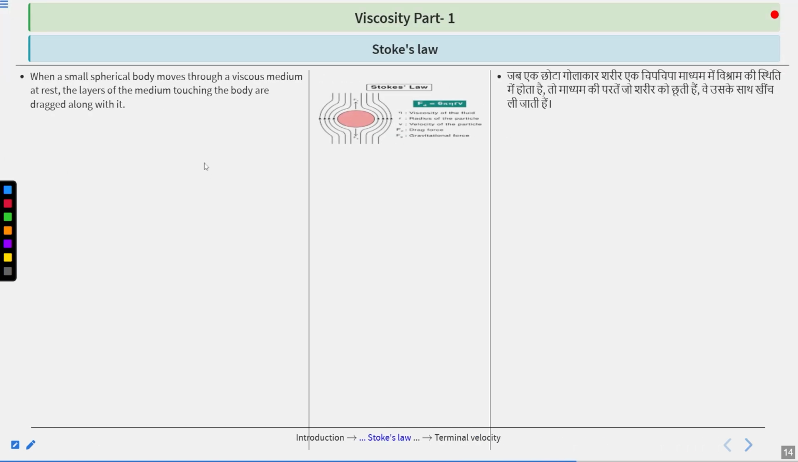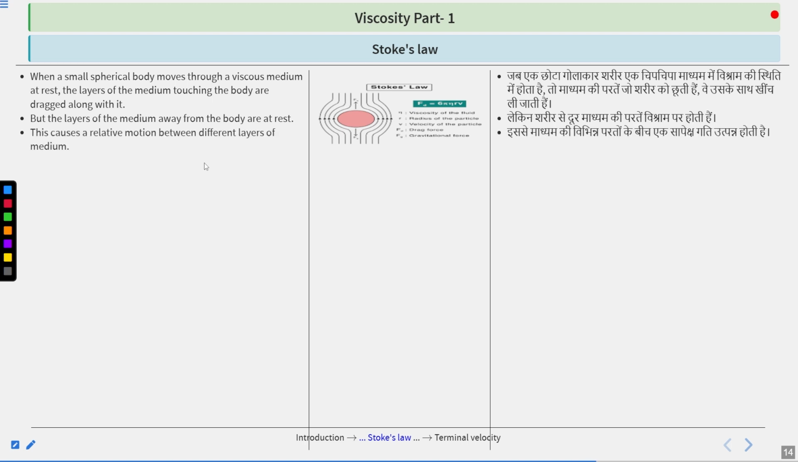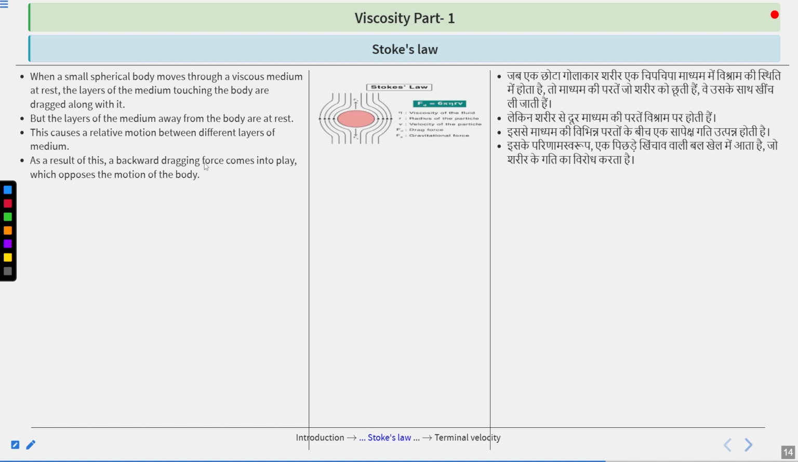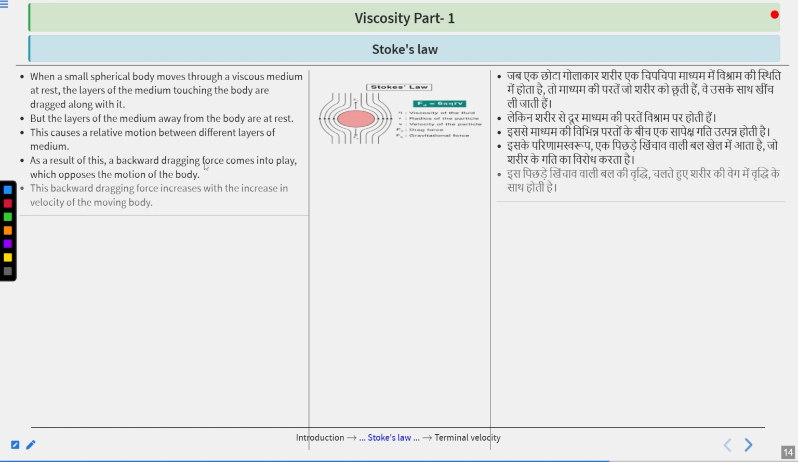After this, now let's have a look at Stokes' law. When a small spherical body moves through a viscous medium at rest, the layers of the medium touching the body are dragged along with it. But the layers of the medium away from the body are at rest. This causes a relative motion between the different layers of the medium. As a result, a backward dragging force comes into play which opposes the motion of the body.